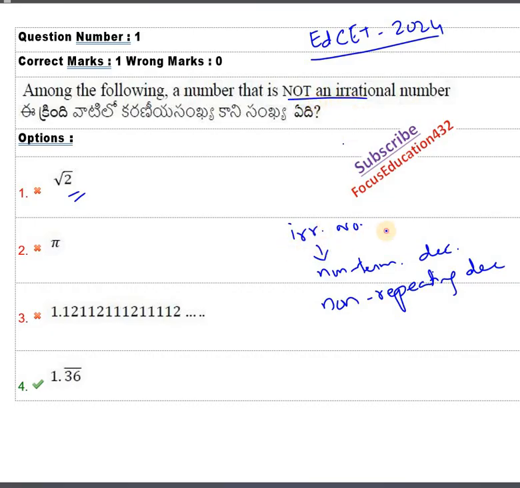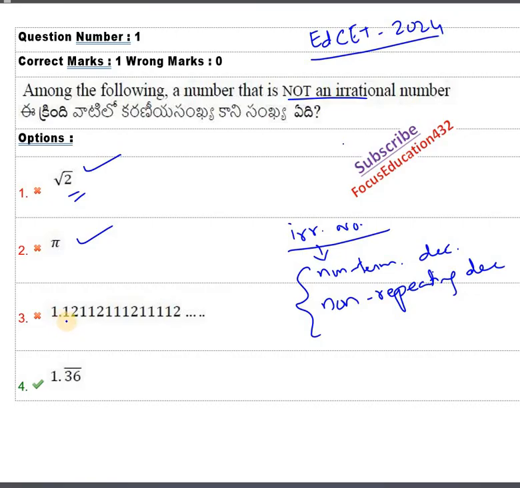So irrational number means what? Which is a non-terminating decimal. That means after the decimal point, it will not terminate. It will keep on going, you will get the values. And non-repeating, the numbers should not repeat. Both should be there, then only it will be irrational. For example, root 2 is an irrational number, right? And pi is also an irrational number.